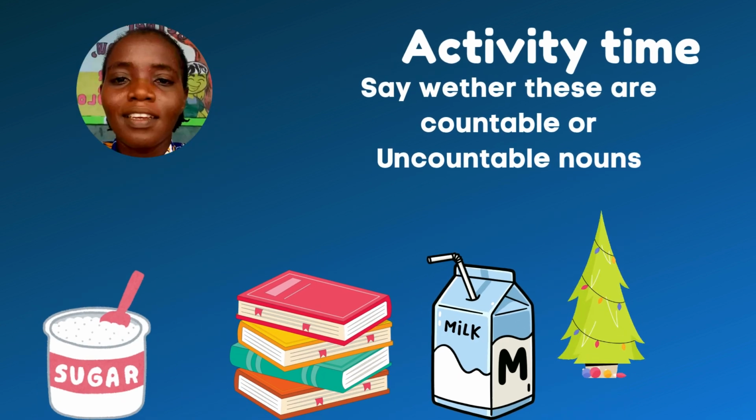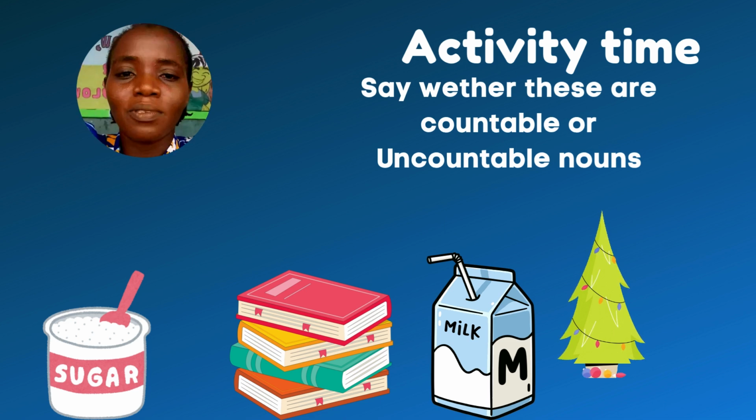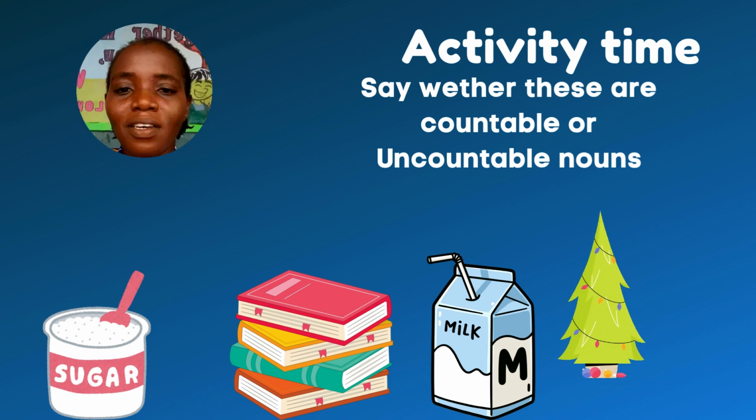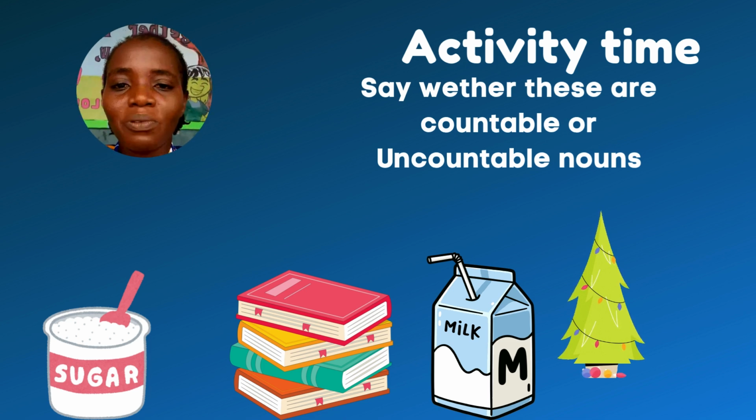Okay, let's test our understanding of the topic. The instruction says, say whether these are countable or uncountable nouns. The first one, sugar. The second one, book. The third one, milk. And the last one, tree.